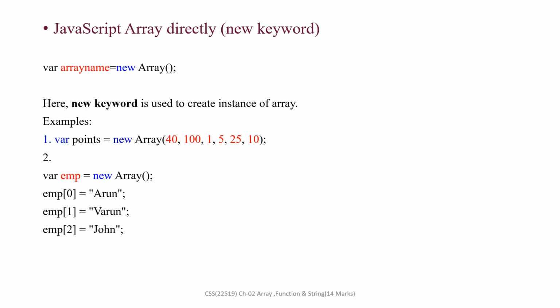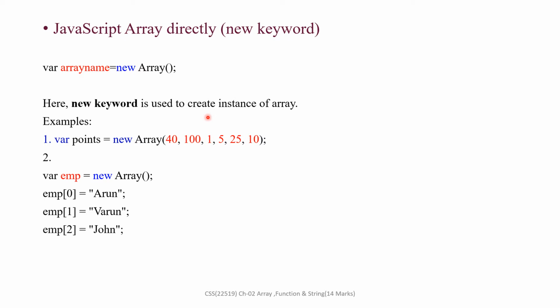This is one more method in JavaScript to declare an array, that is using the new keyword. The new keyword is used to declare the new array. This is the new keyword. Var array name equals new Array. This is the syntax for declaring using keyword new. Here new keyword is used to create an instance of array.